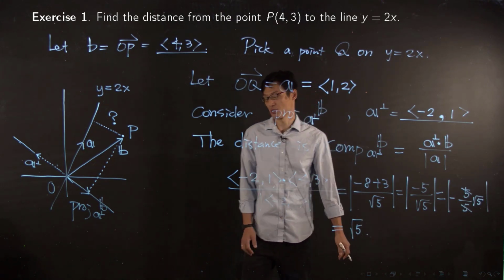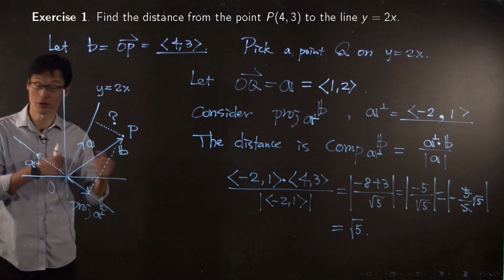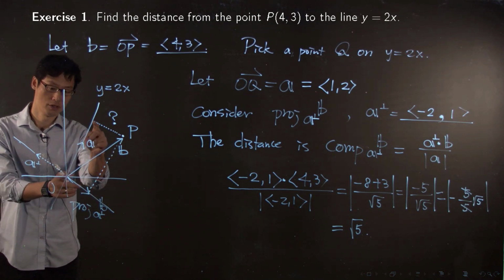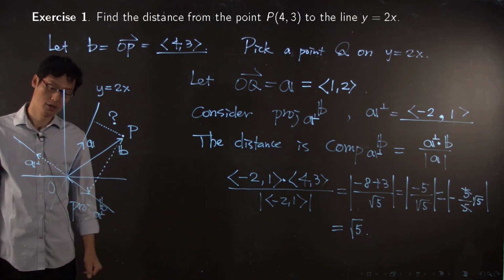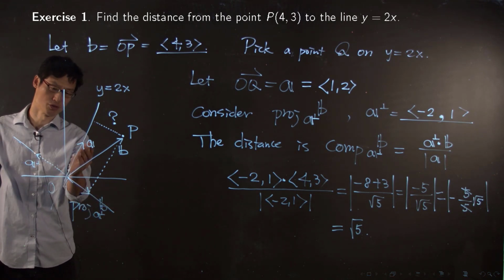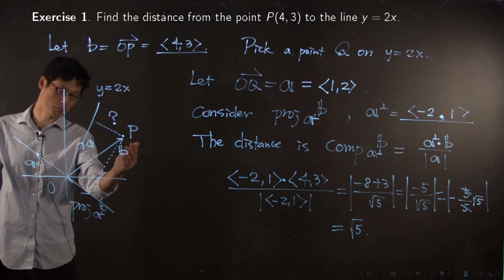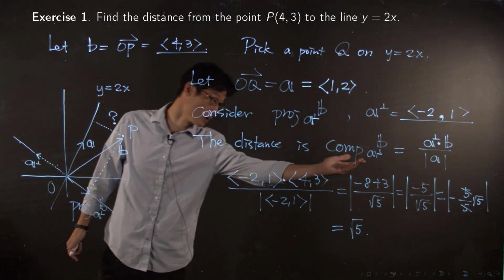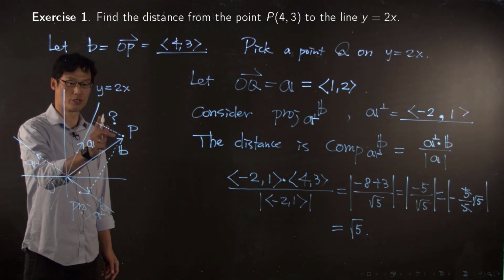There are many other ways to calculate this distance. Again, you can project B onto A and then use the Pythagorean theorem, because the magnitude of this guy squared is the sum of the square of this magnitude and the square of this magnitude. Or in this solution, we are using a different vector. Instead of using A, we used the orthogonal complement, and you took the vector projection of B onto this orthogonal complement, and once you calculate the magnitude, you will get the desired distance between this point and the line.